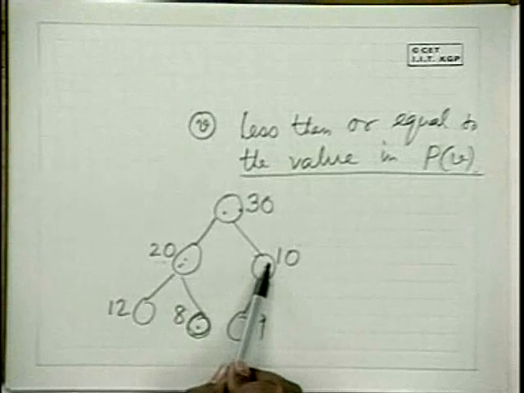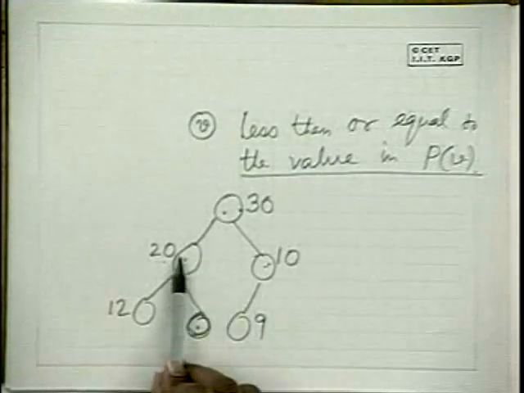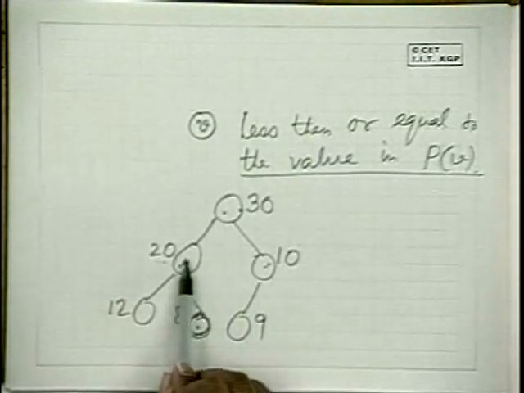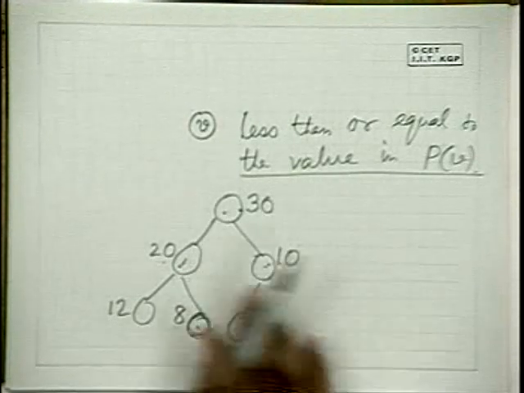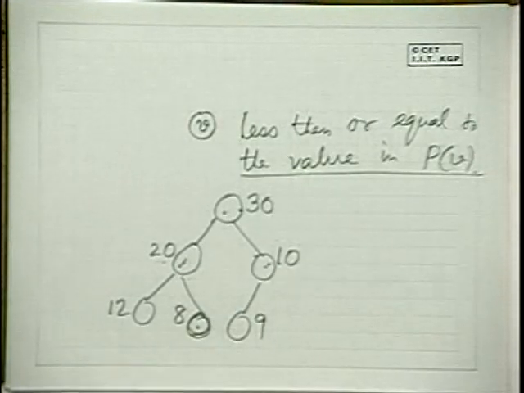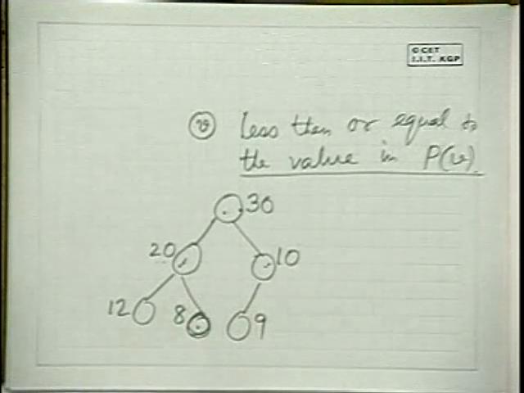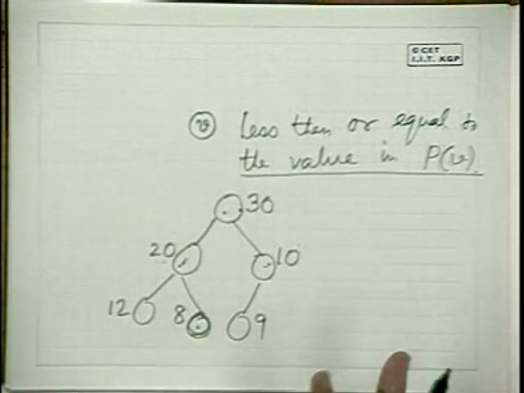Okay, but mind, there is no ordering between the children. I cannot say that the left child will always be greater than or equal to the right child. It's not true. There is no ordering, and that's the distinction between heap and binary search tree. Binary search tree has the ordering among the children, but heap does not have it.